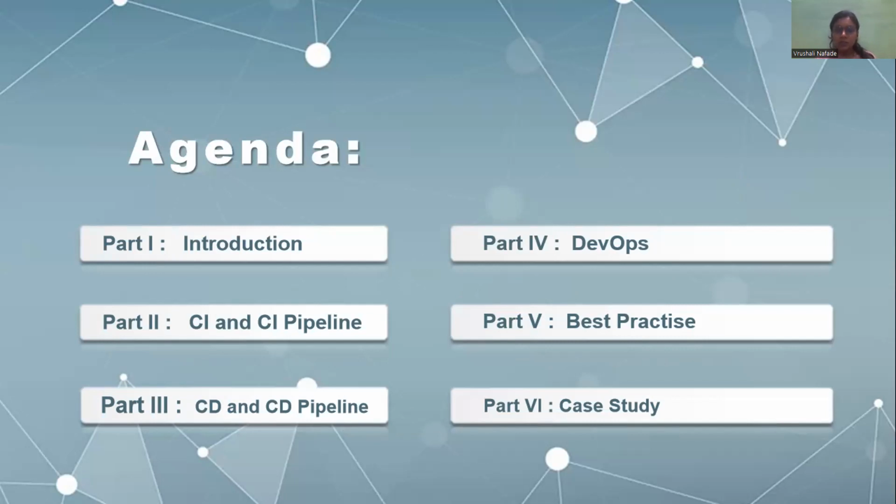Fourth is how continuous integration and continuous delivery help in DevOps. Fifth is some of the best practices. And sixth is one of the test cases which uses a CI/CD pipeline.